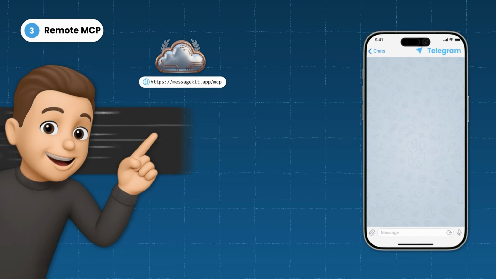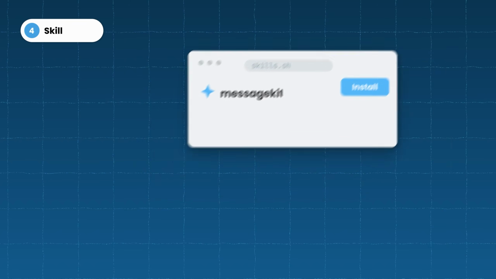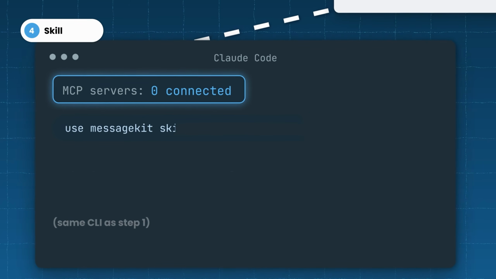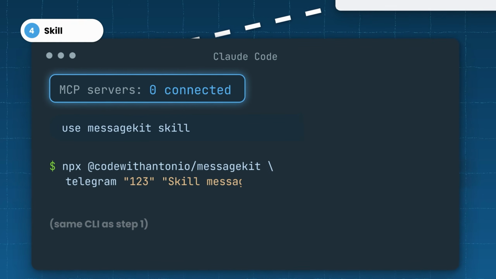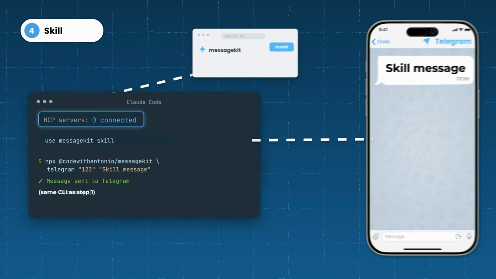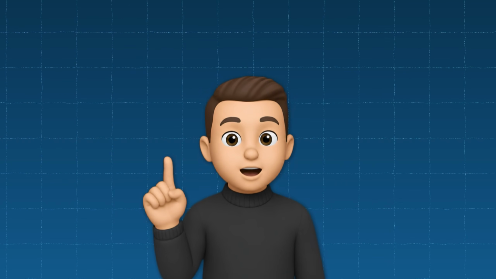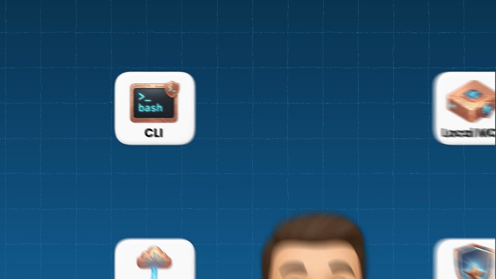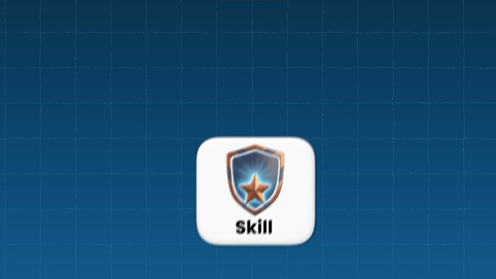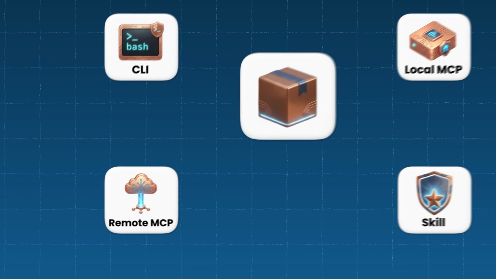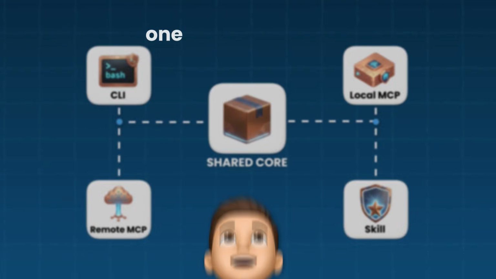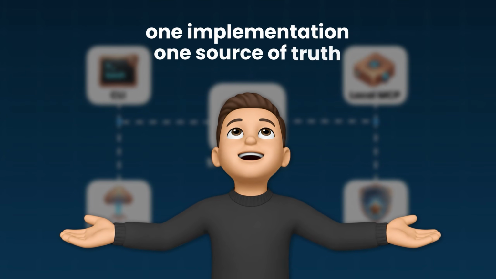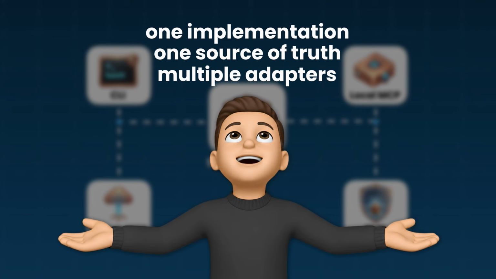And finally, we'll create a skill that teaches an agent how to use our tooling automatically, allowing it to invoke our CLI just like a human would. The interesting part isn't the tool we are going to execute. The interesting part is that every one of these adapters will be powered by the exact same shared core. One implementation, one source of truth, multiple adapters.